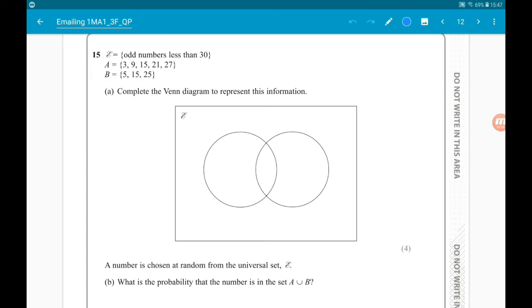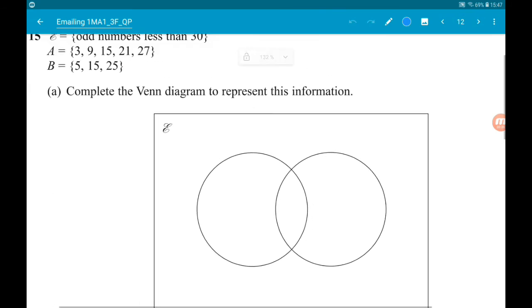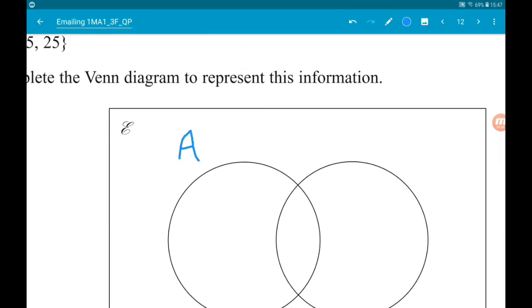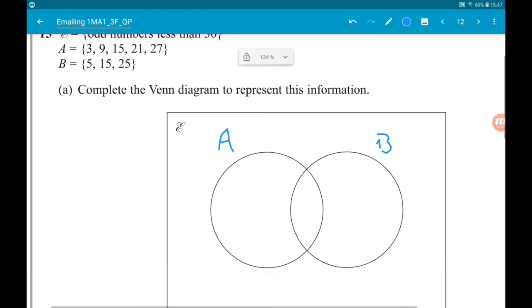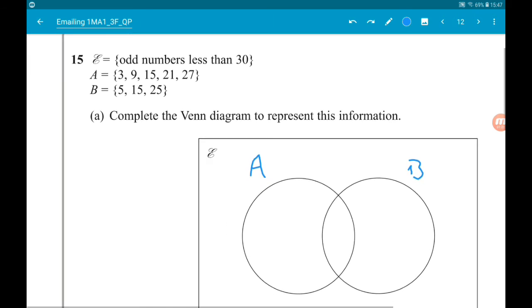Okay, so it's completely blank, so we need to label the circles. So let's call that one A and that one B. Now, any number in set A that is not also in set B would go in here. Anything just in set B but not A goes there. Anything in both of them goes in the middle, and anything in neither set goes in the outer rectangle. So we need to put all the odd numbers less than 30 somewhere inside this Venn diagram.